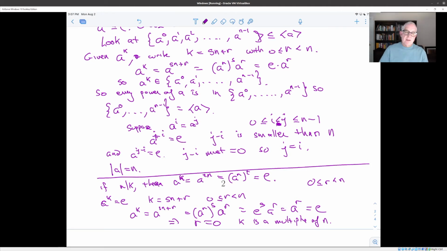So what we've shown here is that the order of an element is the smallest positive integer n so that A to the n is equal to the identity element. It's also the order of the cyclic subgroup that A generates. And if A to the K is the identity, then K must be a multiple of n. If you want to think about it in terms of cycles, if A to the K is the identity, that means that when you go around the cycle of the group K times, you come back to the identity, so you must have done a complete cycle a certain number of times. So a complete cycle means n, r times.